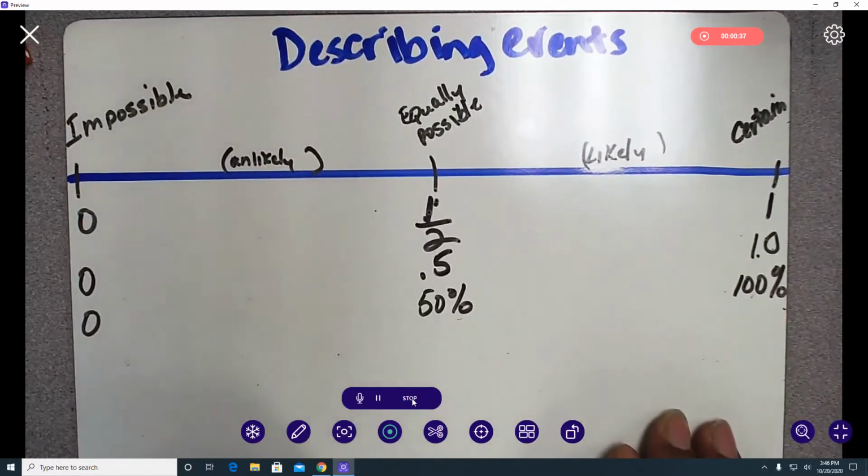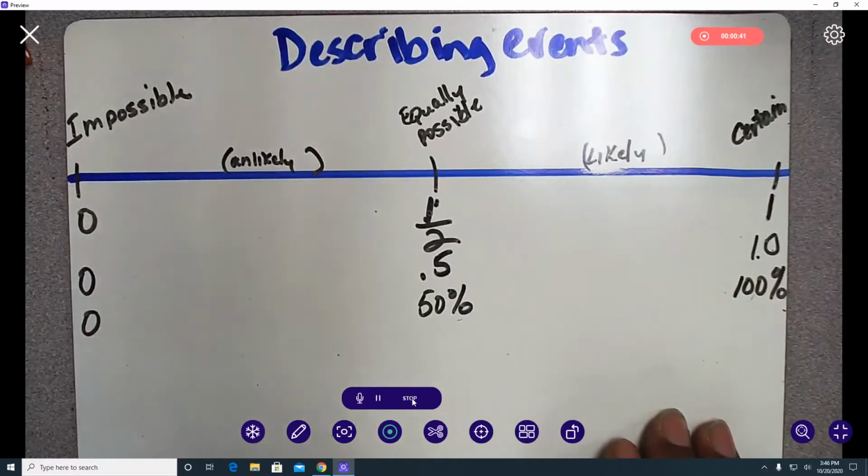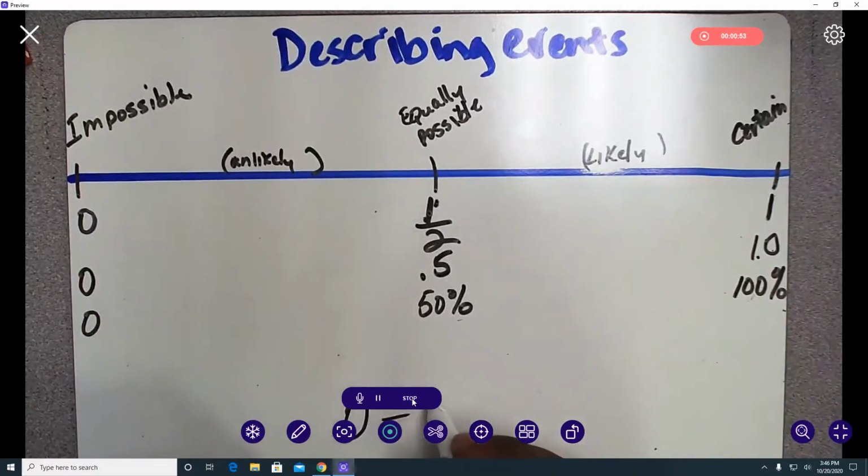When we measure probability, it is measured as a number between 0 and 1. So what numbers are between 0 and 1? Those are fractions, decimals, and percents.